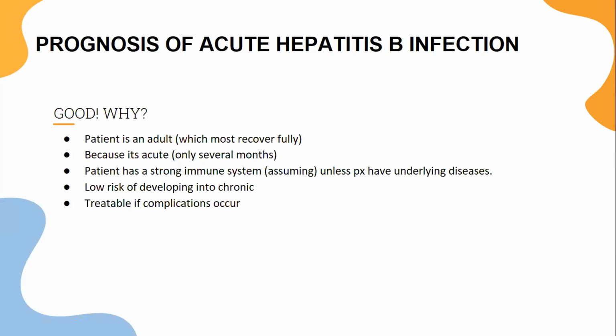So in summary to what the other groups have wonderfully discussed, basically the prognosis of acute hepatitis B is good. Why? Because our patient is an adult, in which they recover on their own fully, assuming that our patient has a strong immune system since he's a carpenter. Also, the infection takes 3 to 6 months with less harmful to no symptoms at all. And the infection has a low probability of developing into chronic infection. However, if complications occur, it is treatable and manageable.